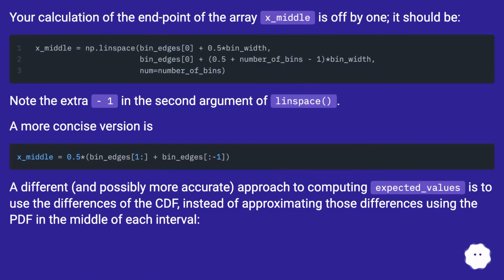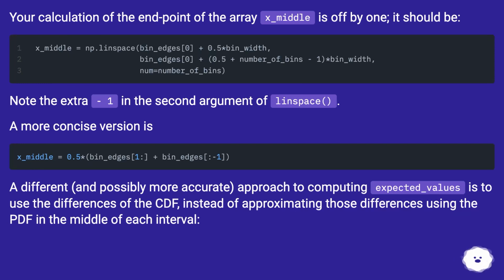Your calculation of the endpoint of the array x_middle is off by 1, it should be as follows. Note the extra 1 in the second argument of linspace. A more concise version is as follows.